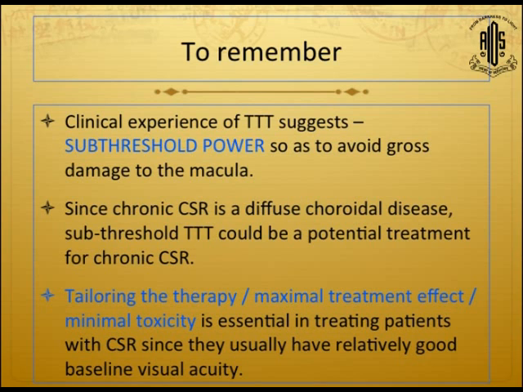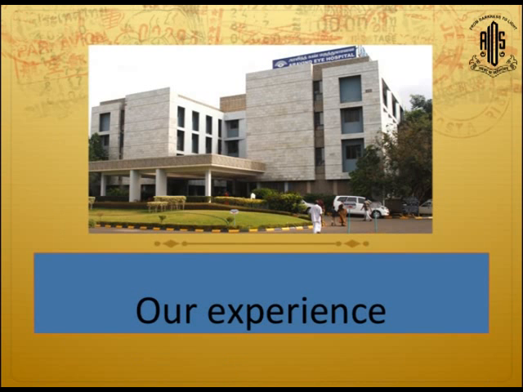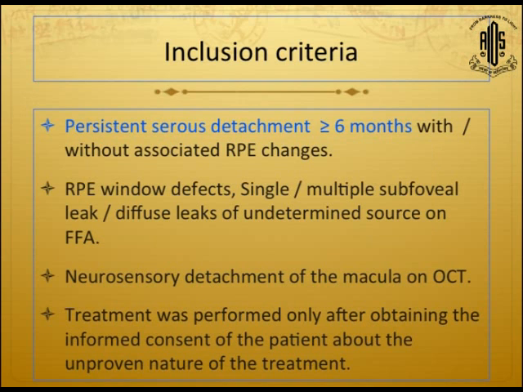To remember, in TTT we are using subthreshold power instead of threshold power, which is ideally used in CNVM patients. Using subthreshold power, we can avoid gross damage to the macula. And since chronic CSR is a diffuse choroidal disease, subthreshold TTT can definitely be a very good potential treatment for chronic CSR patients. Again, tailoring the therapy, maximal treatment effect and minimal toxicity would be our perspectives.